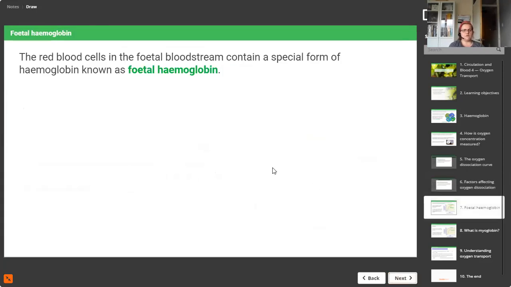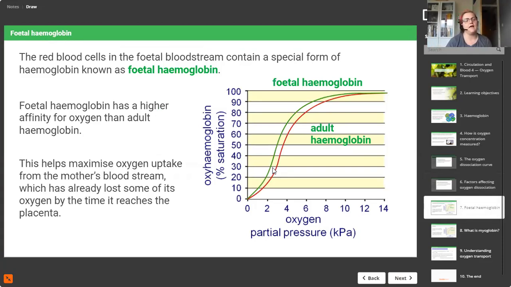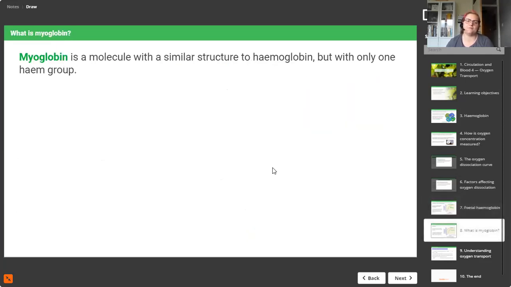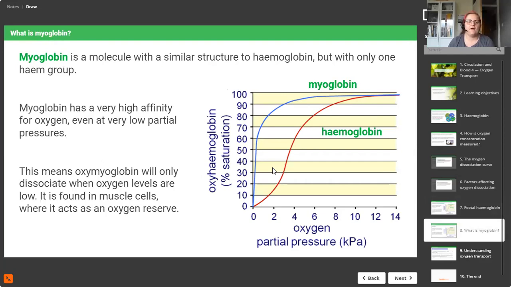So fetal hemoglobin. The red blood cells in the fetal bloodstream contain a special form of hemoglobin known as fetal hemoglobin. And fetal hemoglobin has a higher affinity for oxygen than adult hemoglobin. This helps maximize oxygen uptake from the mother's bloodstream, which has already lost some of its oxygen by the time it reaches the placenta. Myoglobin. So myoglobin is a molecule with similar structure to hemoglobin, but with only one heme group. Myoglobin has a very, very high affinity for oxygen, even at very low partial pressures. This means that oxymyoglobin will only dissociate oxygen when levels are very low. This is found in muscle cells where it acts as an oxygen reserve.